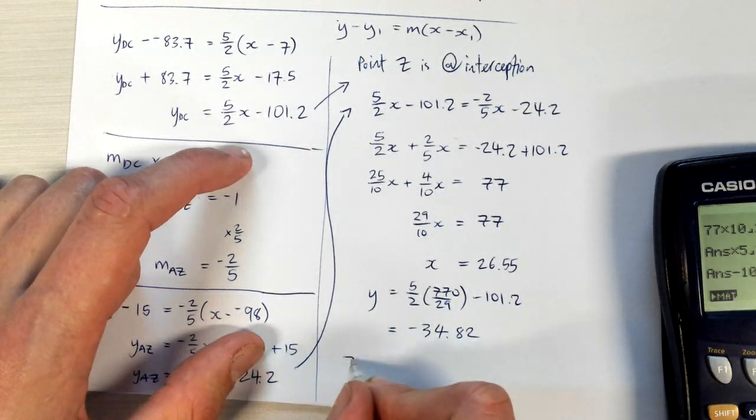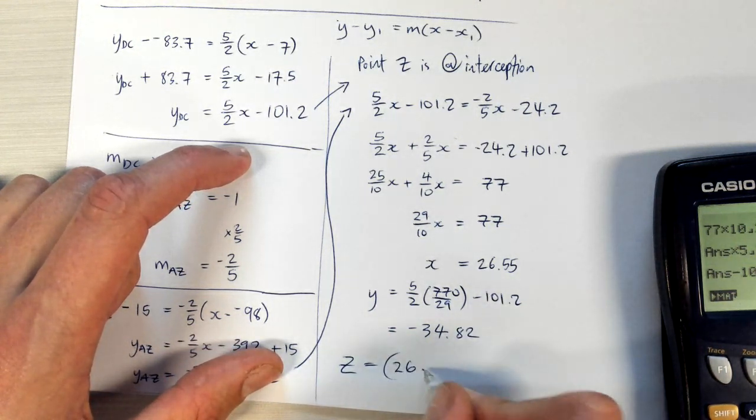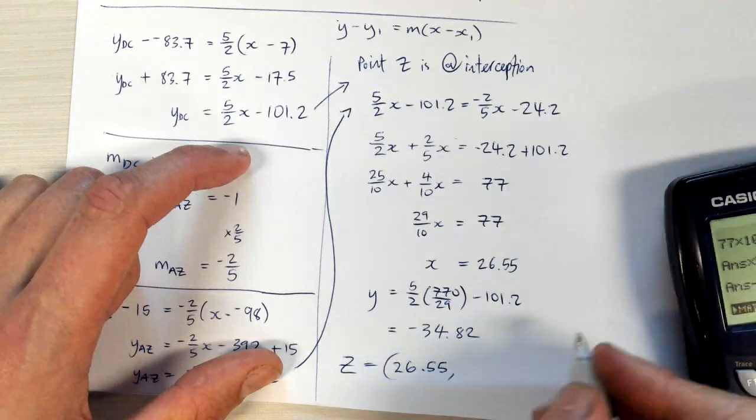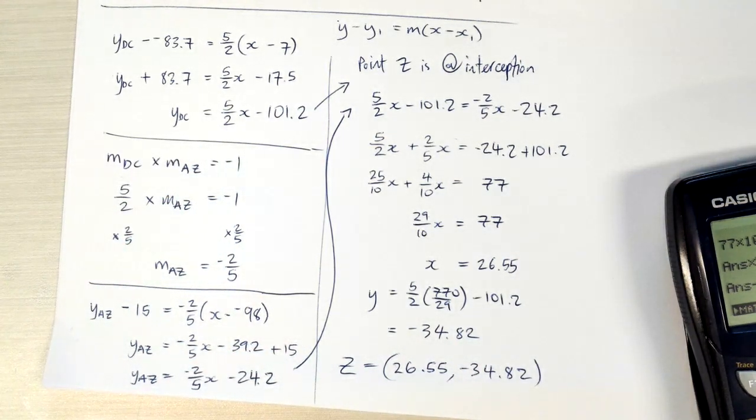So now we know where point Z is. So let's just write that out. Z equals the point 26.55, comma, negative 34.82. Let's have a look at our diagram just to see that that makes sense.